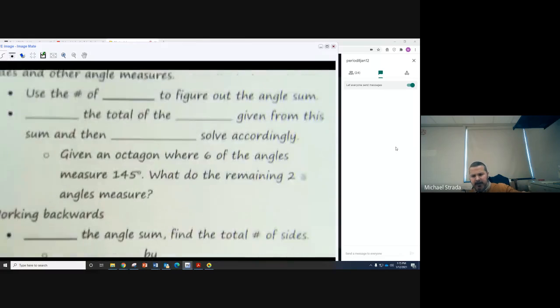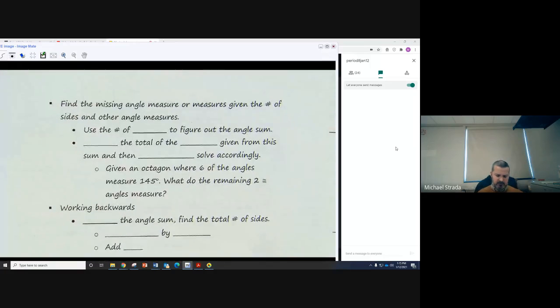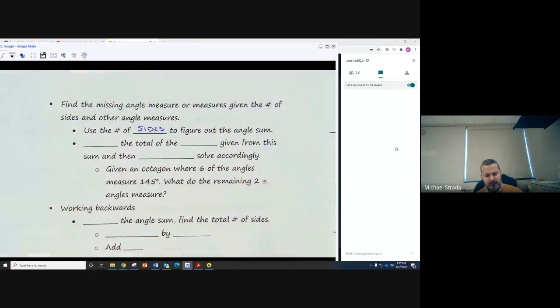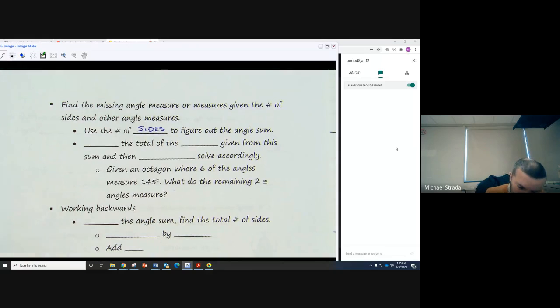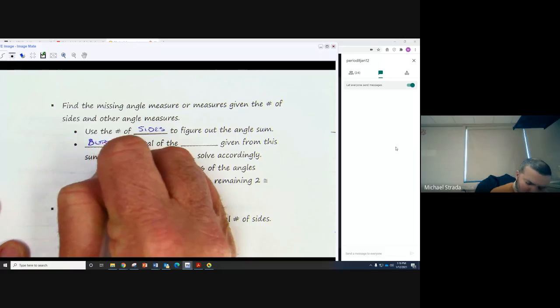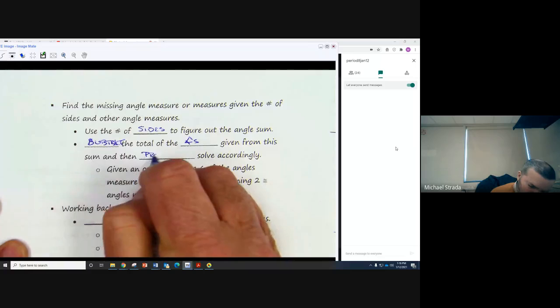Now, sometimes they will ask to find the missing angle measure or measures given the number of sides and other angle measures. All right, first off, we'll use the number of sides, figure out the angle sum. Subtract the total of the angles given from this sum, and then problem solve accordingly.